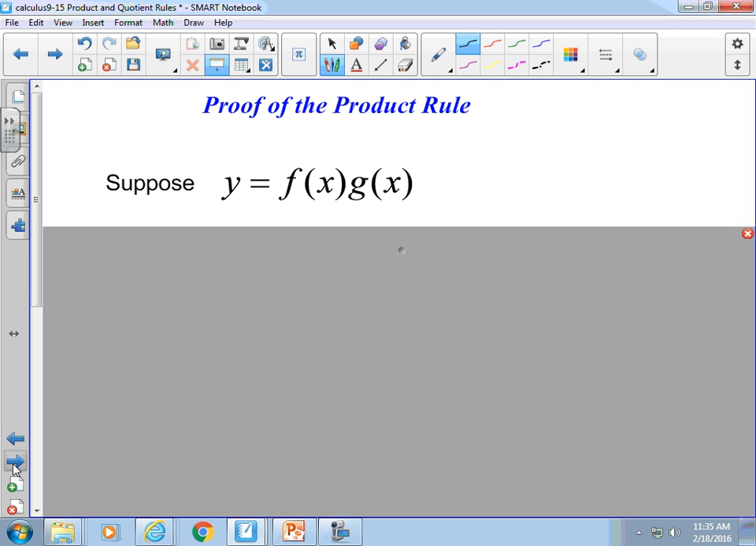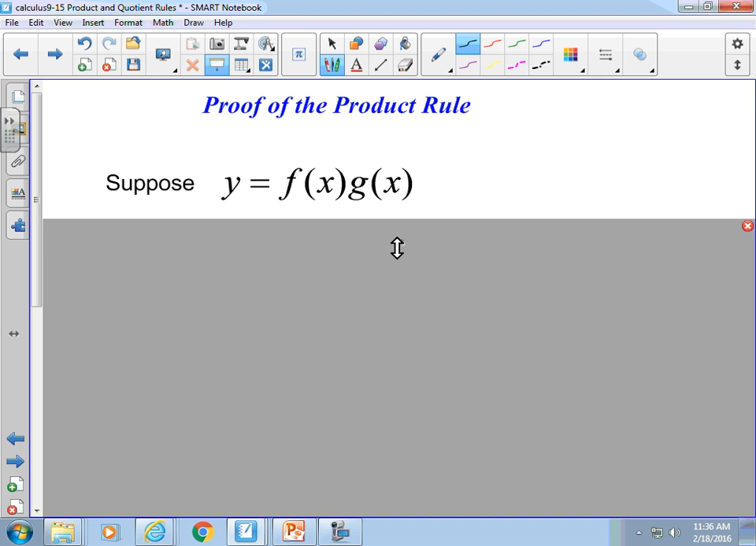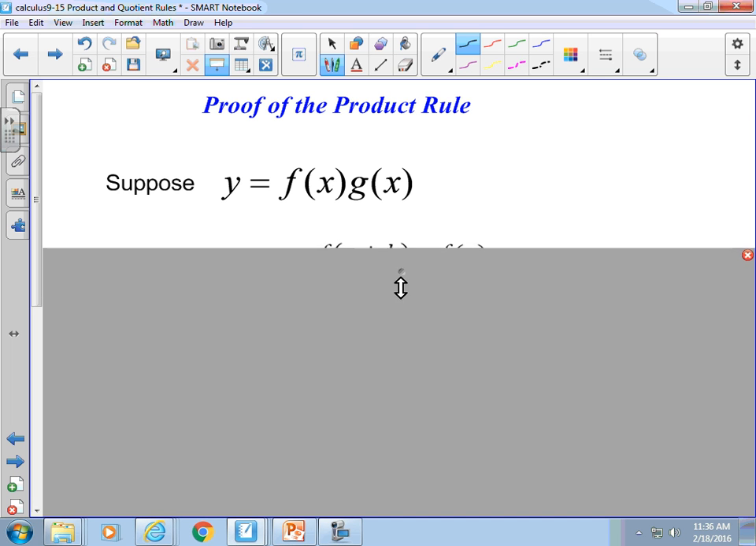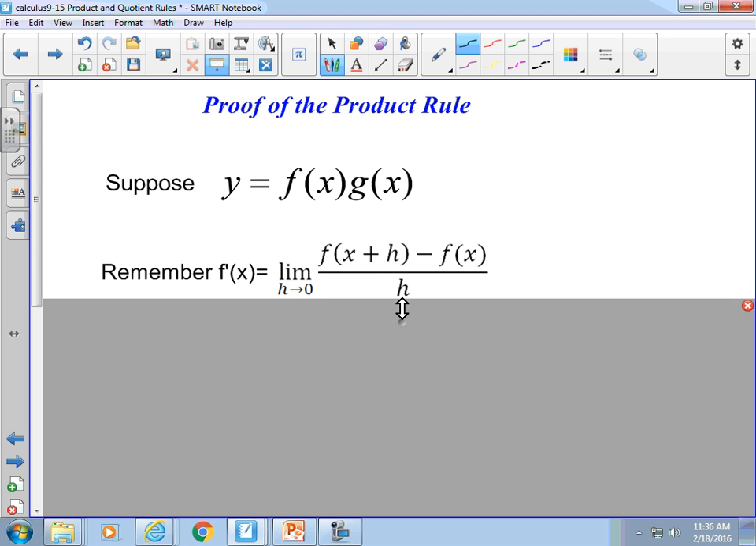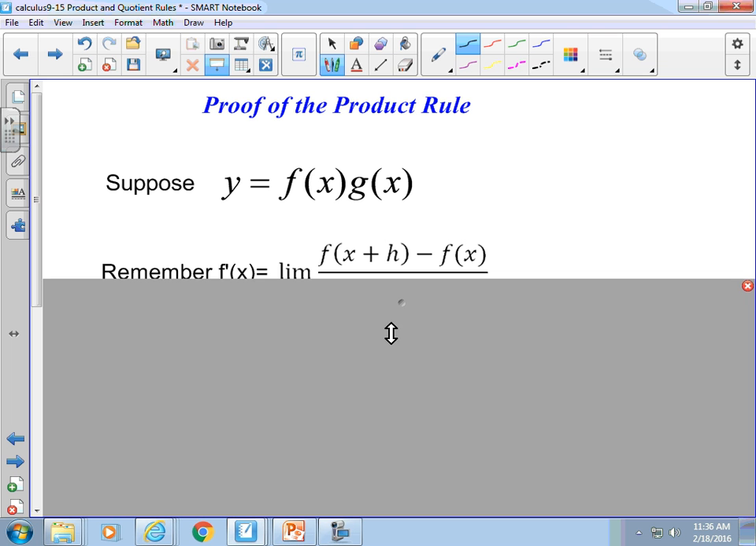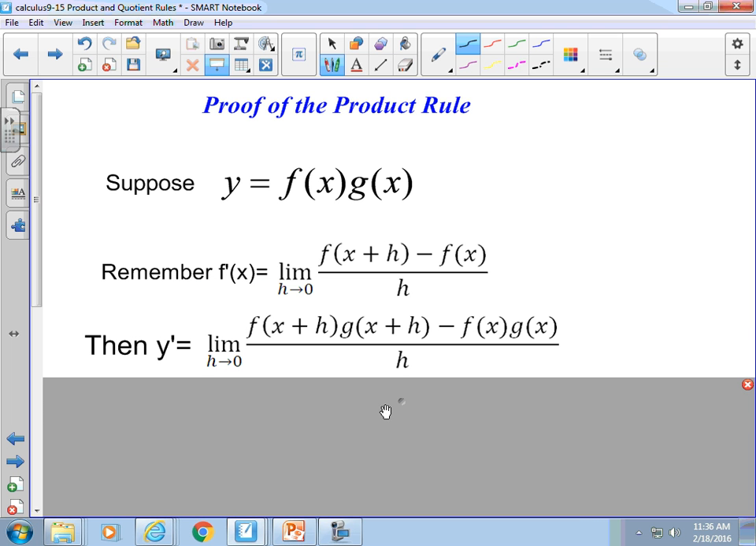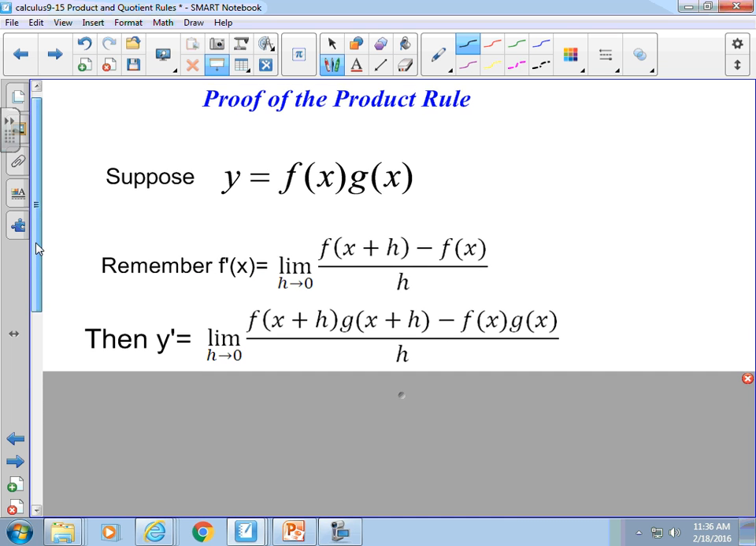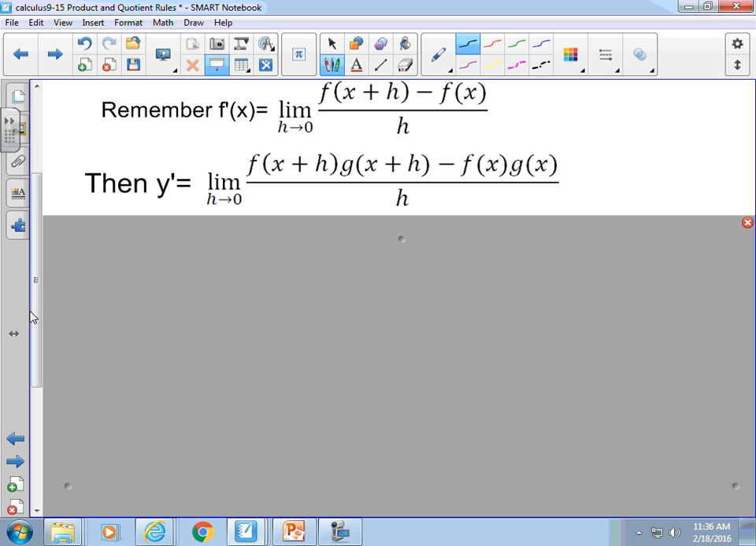Okay, so the product rule, I do want to show you the proof of the product rule. You will never have to recreate this proof. It's just for you to see that it works. Anytime we have a function that we want to find the derivative of and we don't know how, we have to go back to the long way, right? So this is the long way for f times g.